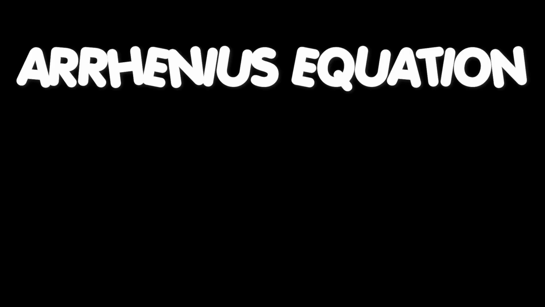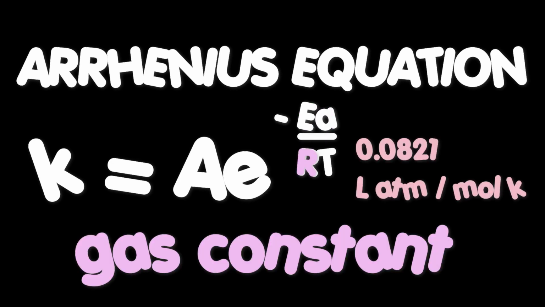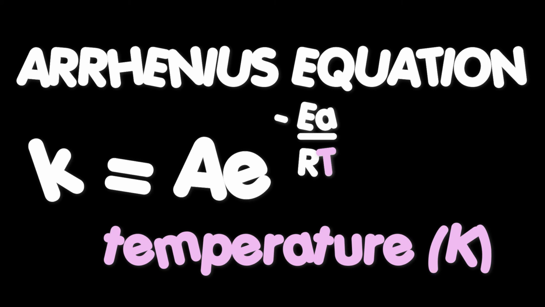But what is K aside from isolating it in that equation? This is where our second equation, the Arrhenius equation, comes in. The Arrhenius equation aims to find the rate constant. It is computed by this equation, where A is the frequency factor, E is the activation energy, R is the gas constant equal to 0.0821 liters atmospheric pressure per mole Kelvin, and T is the temperature measured in Kelvin.